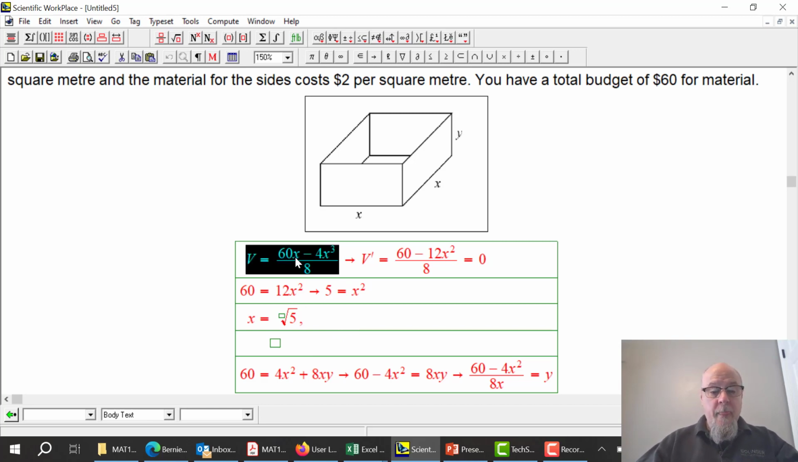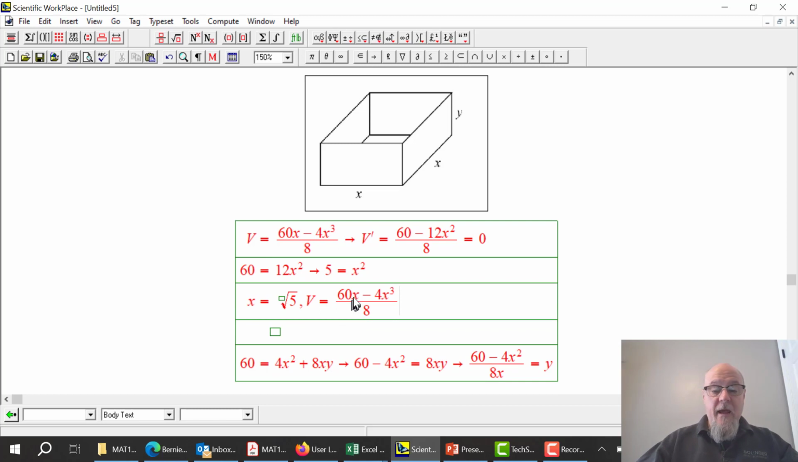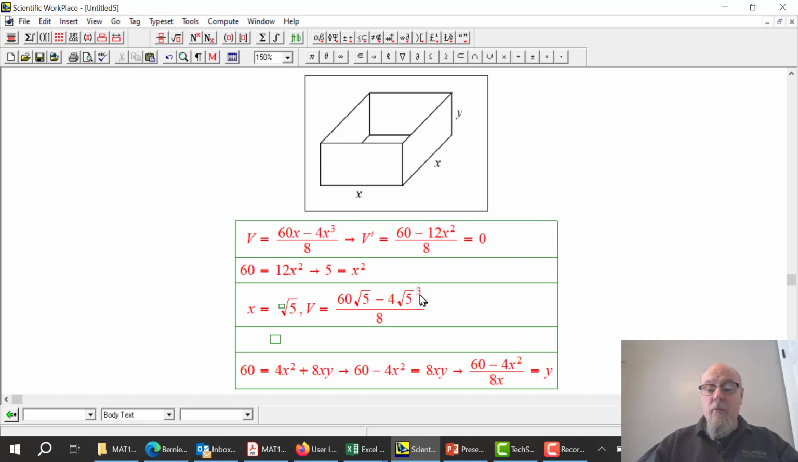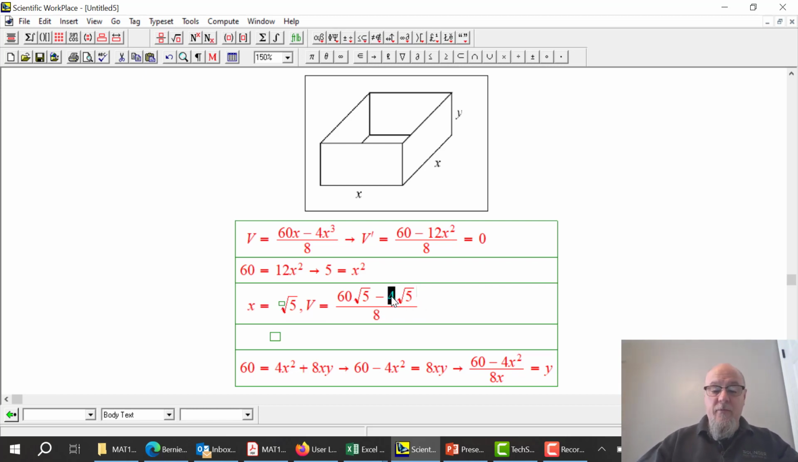So the volume is equal to, and everywhere there's an x, I'm going to put a root 5. So root 5 cubed, I could write it like this, but that's also equal to 5, root 5 times root 5 times root 5, which would be 5 root 5, and 5 times the 4 is a 20. I could write it like that. Can we clean this up a little bit? Oh yeah, I guess so. That's going to be 60 root 5s minus 20 root 5s. That's 40 root 5s.